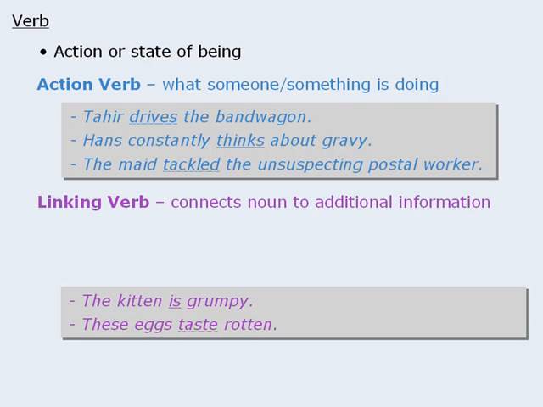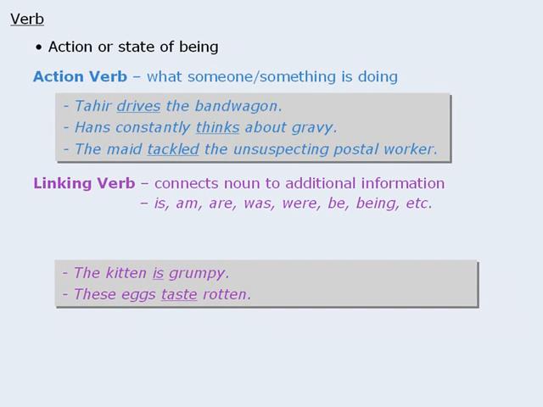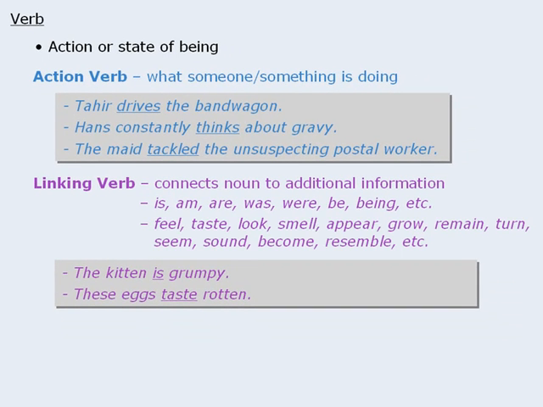Similarly, in the sentence, "These eggs taste rotten," the verb taste is used as a linking verb. It connects the eggs to information about the eggs. Some words that can be used as linking verbs include the various forms of to be, as well as these words. Now, there are additional words, but this list of common words should give you a good idea of what constitutes a linking verb.